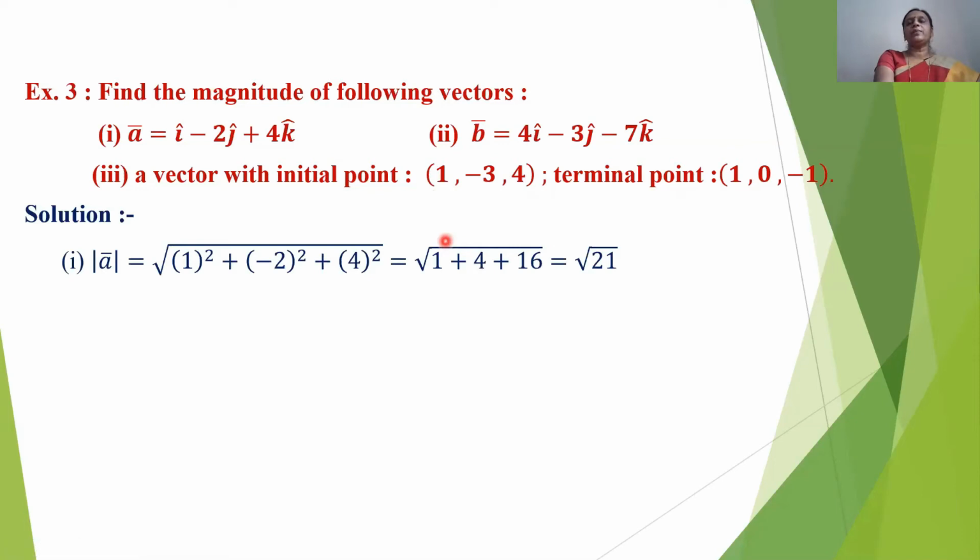Here, what is meant by magnitude of a vector? In our previous lecture on vectors, we have seen how to find the position vector of a point, and if we have found the position vector, then how to find its magnitude. Now here, coefficients of i, j, k are called components of that vector. Here coefficient of i is 1, coefficient of j is -2 and coefficient of k is 4. These 1, -2, 4 are called components of that vector. That is, components of i, j, k.